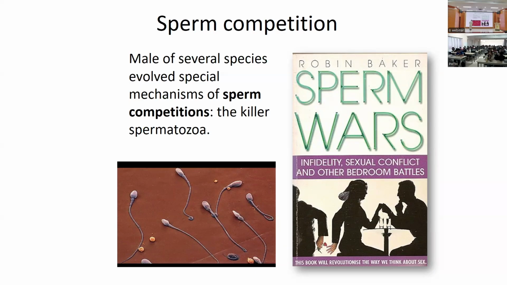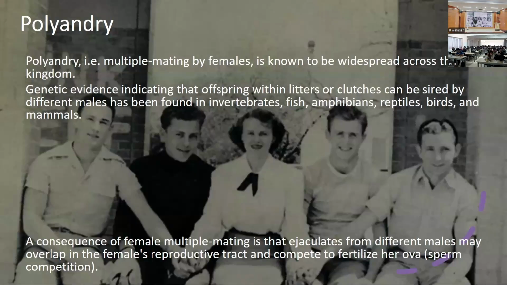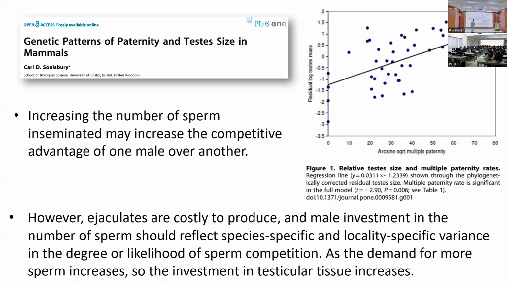So sperm competition, the killer spermatozoa, also in humans is a matter of discussion, but it seems that it's quite true. So now the question is, how frequent are the people who believe they are the son or daughter of their father, but are not the real child of their father? What is the percentage of this kind of situation?